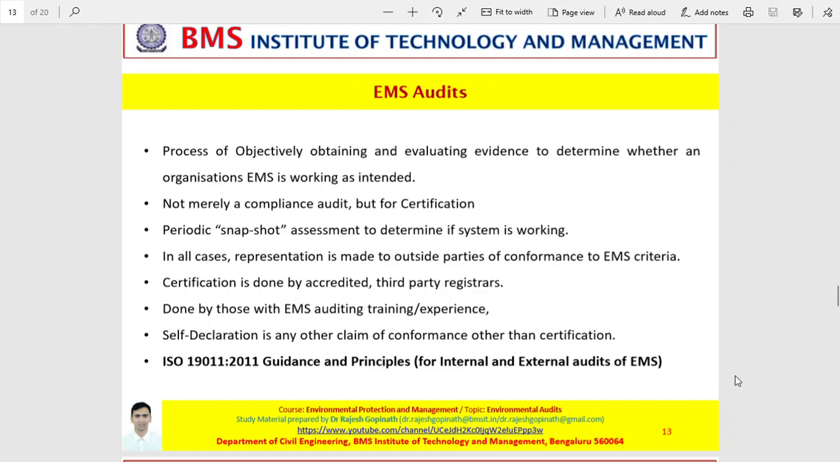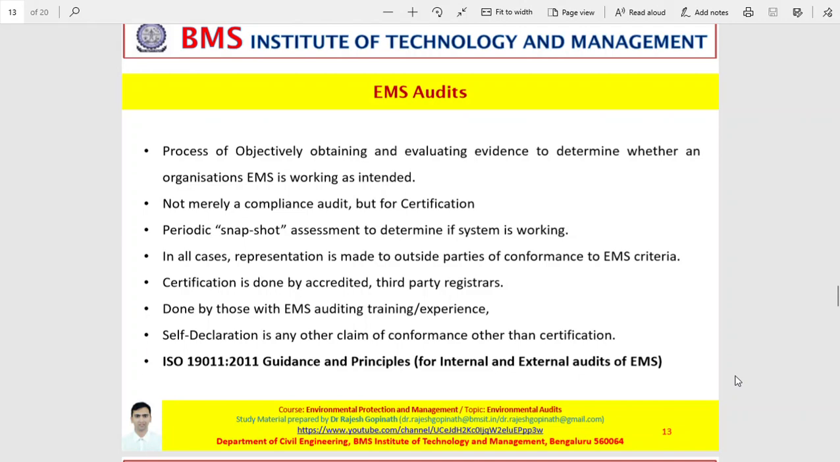However, the certification process, the accreditation process, can only be carried out by third-party registrars. These are those who have experience and sufficient training in EMS auditing. Self-declaration is not going to assist when it comes to EMS audits. It is only the certification which confirms that your EMS is efficient, sufficient and working based on the guidance and principles of ISO 19011-2011.